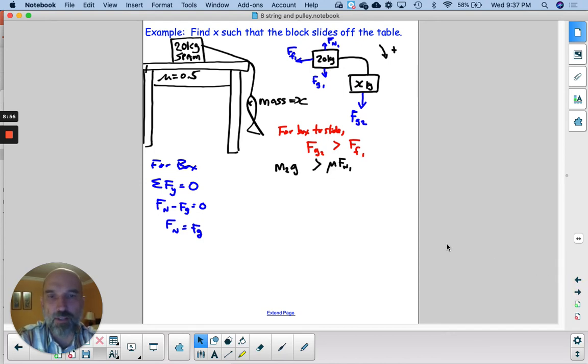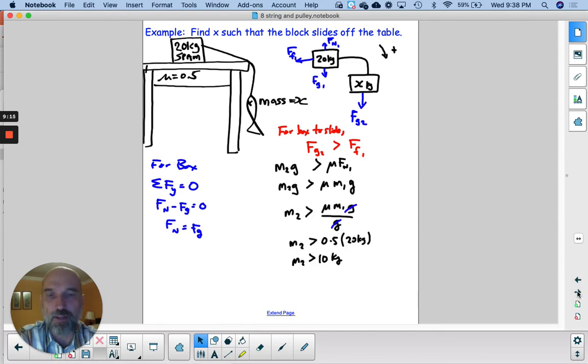If we follow that through, the force of gravity acting here is going to be the fish's mass, which is the unknown we're looking for, times the acceleration due to gravity. And that needs to be bigger than the force of friction on the box, which is calculated by mu Fn. So we follow through, looking for m2, and we rearrange, and we find that for a 20 kilogram mass with a coefficient of friction of 0.5, it would have to be at least 10 kilograms to make it slide off.